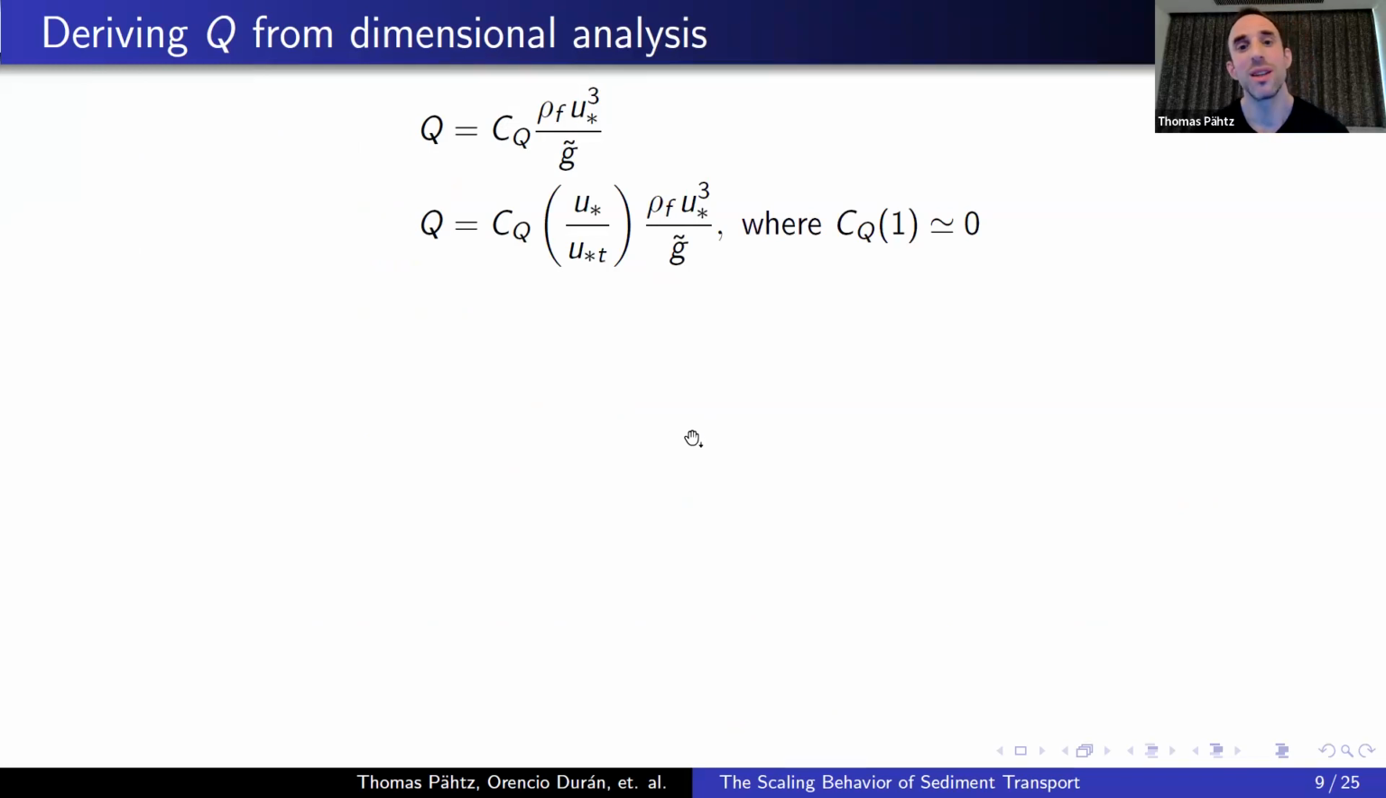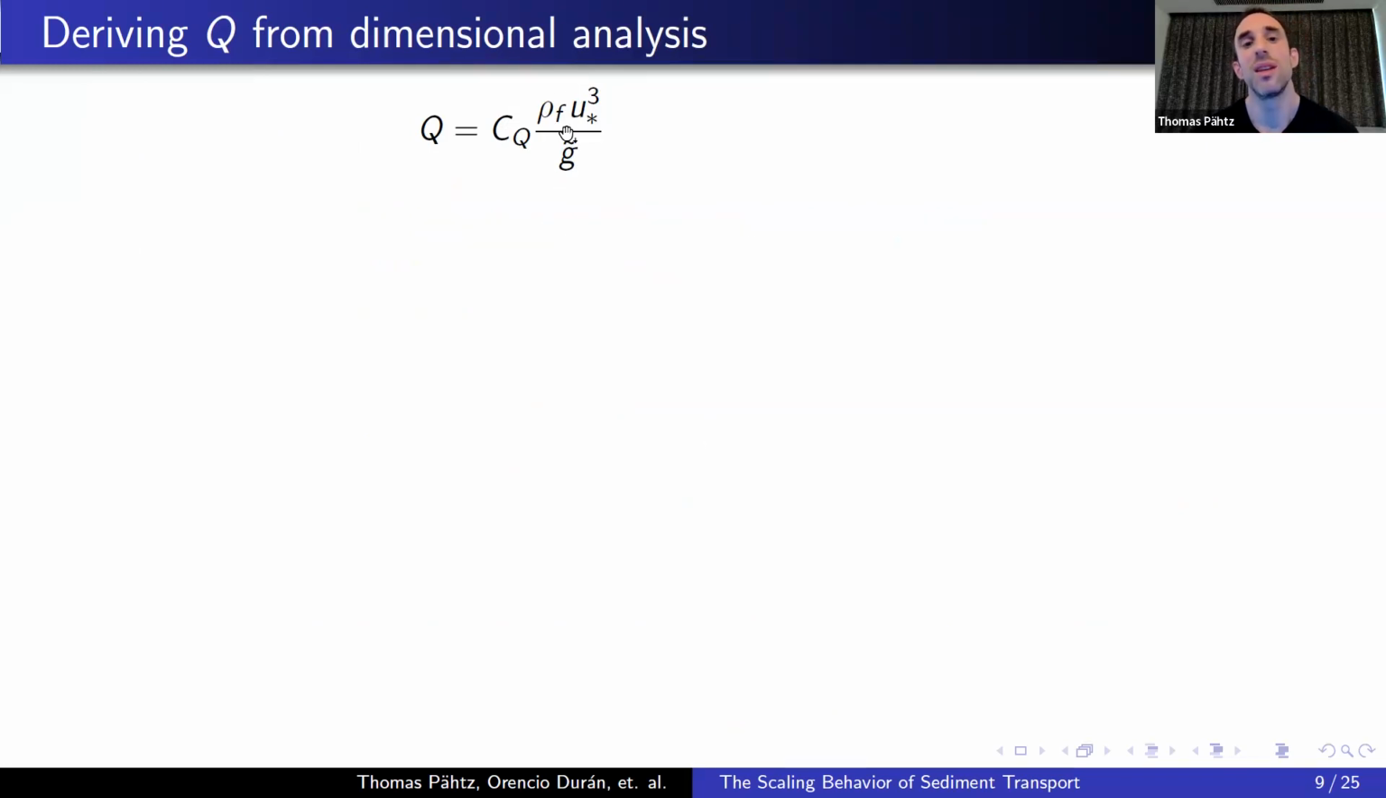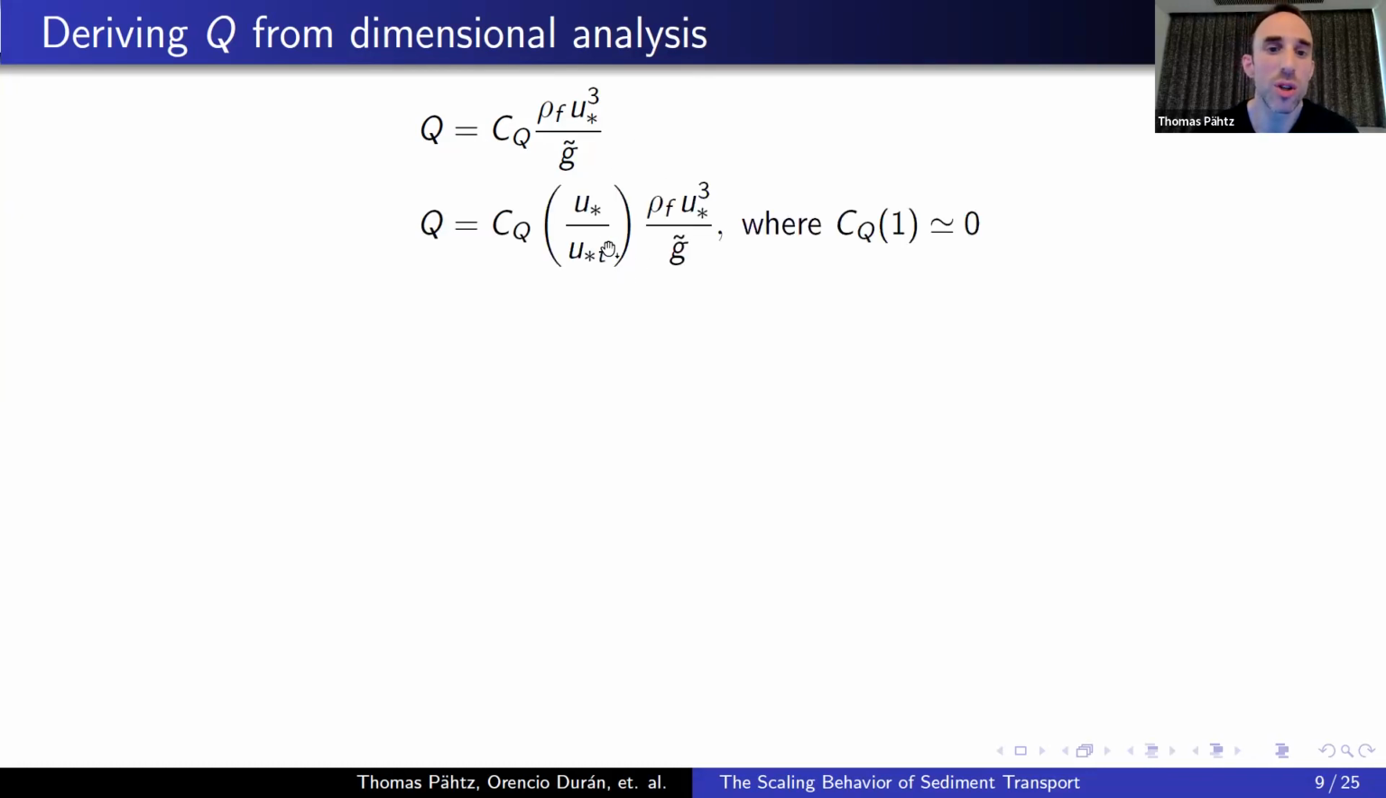So now they know this law cannot be exactly right. Why? Because it predicts that Q only vanishes when U star goes to 0. However, they know that at least most sediment transport vanishes once you reach a certain threshold value, which I call U star T, for threshold.